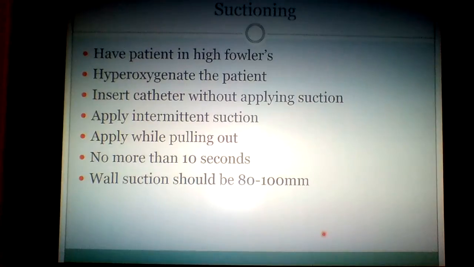Suctioning. I wanted to talk about suctioning because for some strange reason, that's kind of what we've been talking about. You may see different things in print. The latest, greatest that I have found as far as suctioning is concerned is what I've put out here today.